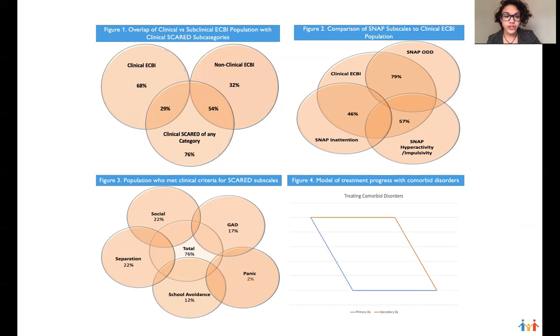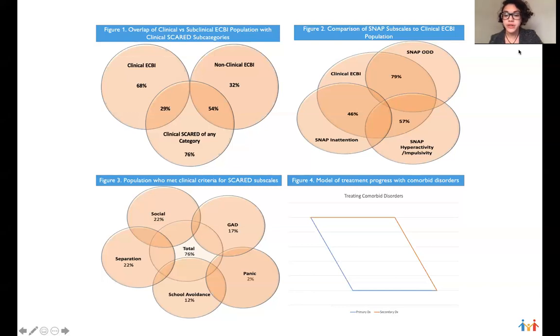Notably, social anxiety and separation anxiety were pretty present in our population. That's 22% each of the total population that met clinical criteria on the SCARED, which was the subscale that was most common. Next, you'll see generalized anxiety disorder and school avoidance, and then a bit of panic disorder.